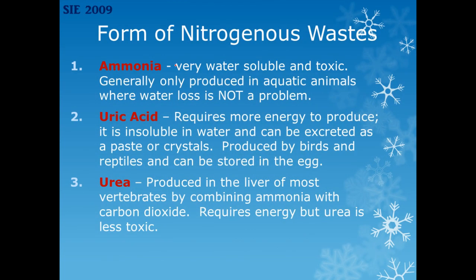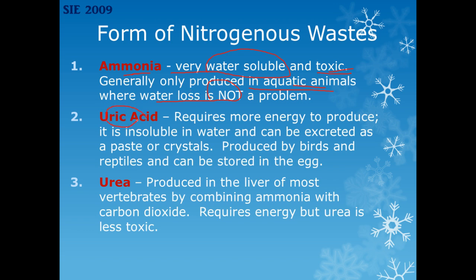The forms of nitrogenous waste: the first form is ammonia. Ammonia is very water soluble and toxic. It is generally only produced in aquatic animals. Why? Because water loss is not a problem, since they live in the water.